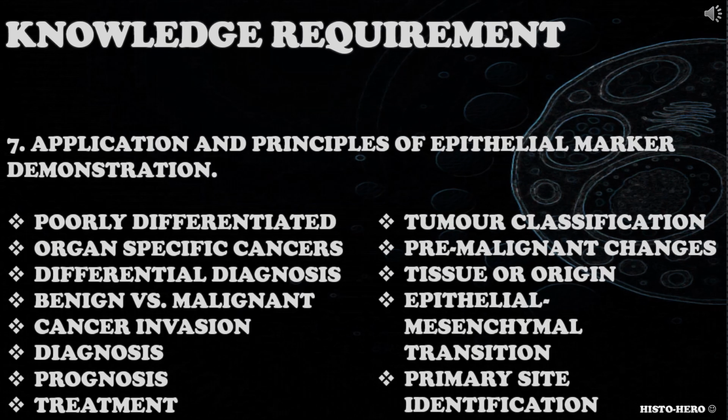The seventh knowledge requirement is for you to know the application and principles of epithelial marker demonstration. What is the application of epithelial markers in histology? Consider the value of epithelial markers in poorly differentiated cancers, detect organ-specific cancers, for differential diagnosis, to distinguish between benign and malignant tumors, to detect cancer invasion, overall good for diagnosis and prognosis, can guide treatment plan, used for tumor classification, to detect premalignant changes, to determine tissue of origin or primary site in metastases or secondary tumors, detect epithelial mesenchymal transition.